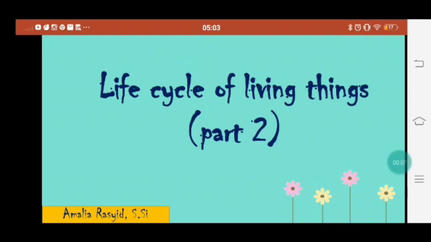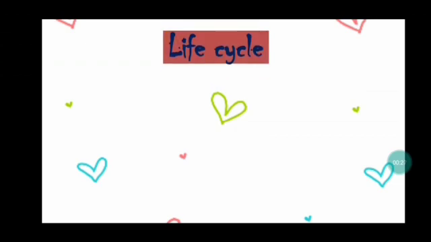For today, we will continue to study life cycle of living thing part 2. For this second part, we will discuss the life cycle of flowering plant. But before we continue to the flowering plant, I will review first. This is the life cycle that we have discussed last week. I have explained to you that the life cycle is divided into two.